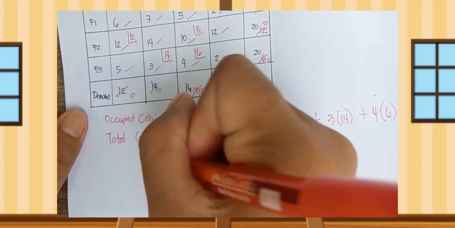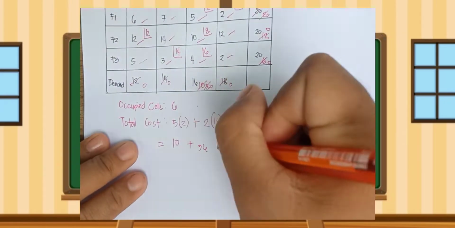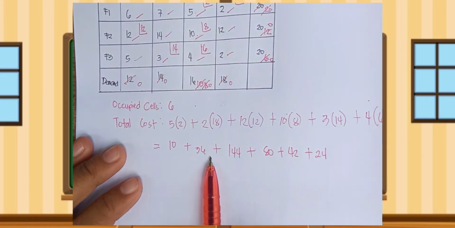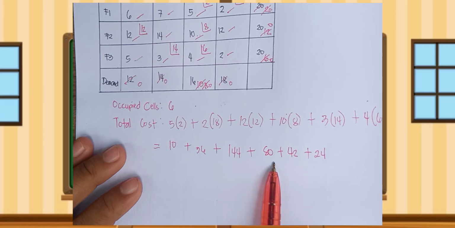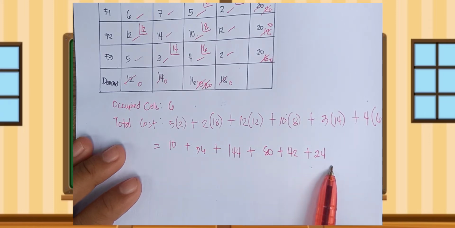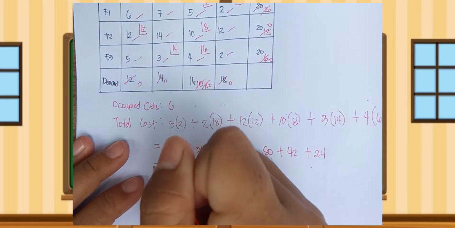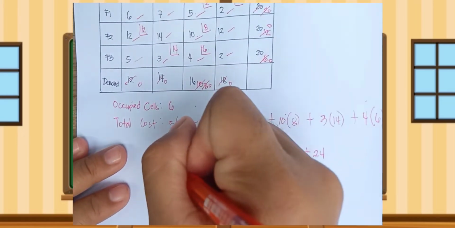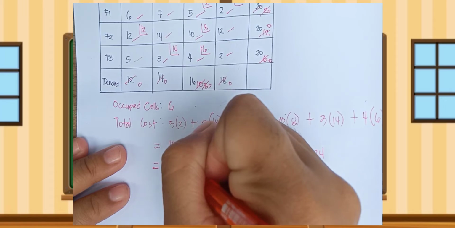So we will solve this. We have 10 plus 36 plus 144 plus 80 plus 42 plus 24. So overall, we have a total cost of 336.